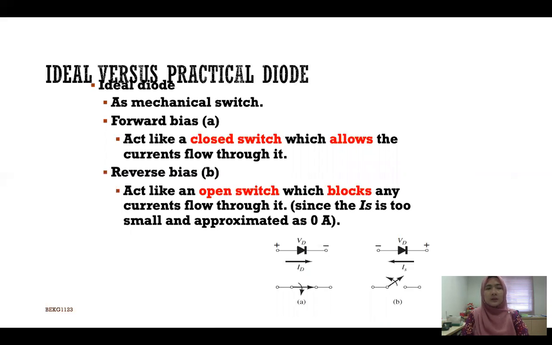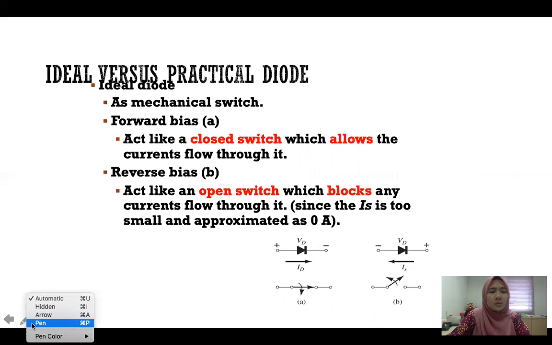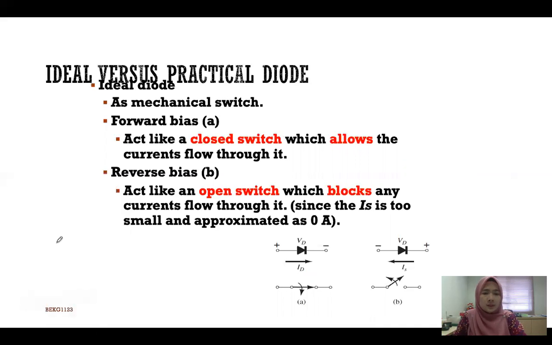So the ideal diode is a mechanical switch. In forward bias, it acts like a closed switch, which allows the current to flow, meaning it is an on condition. For reverse bias, it acts like an open switch which blocks any current from flowing through it. So this is the difference.